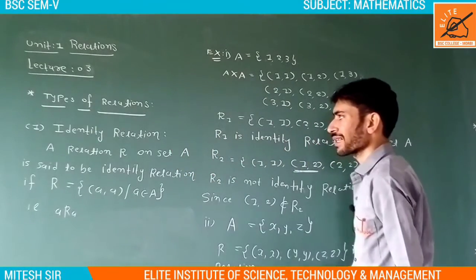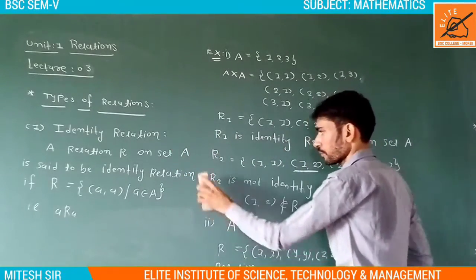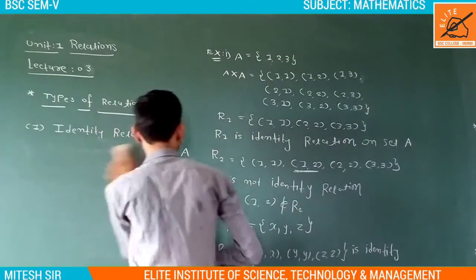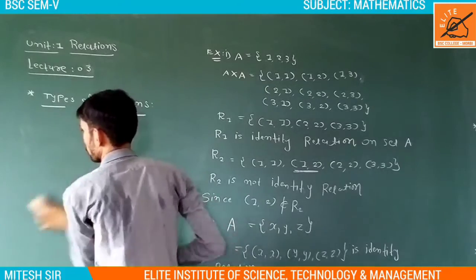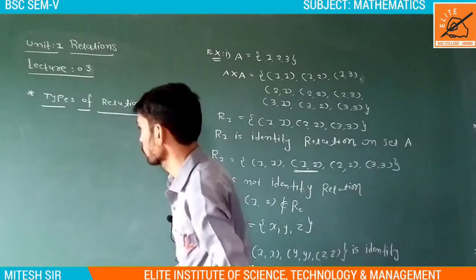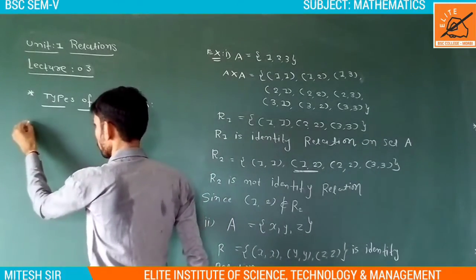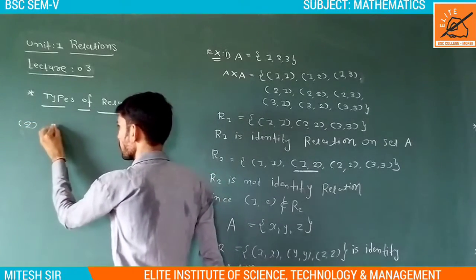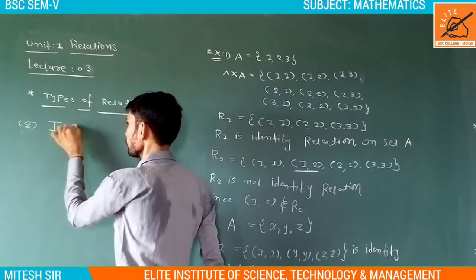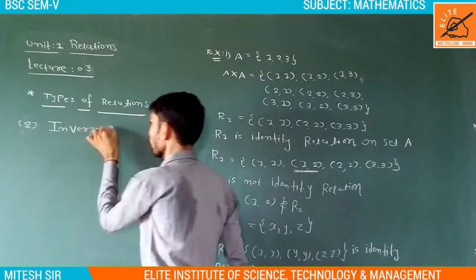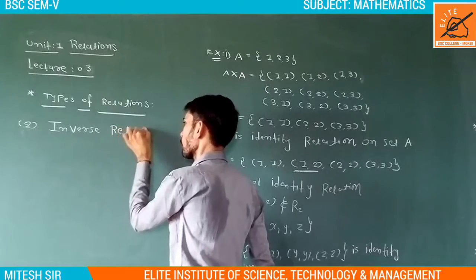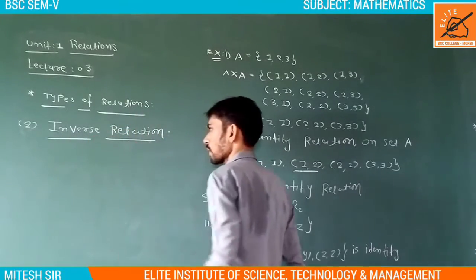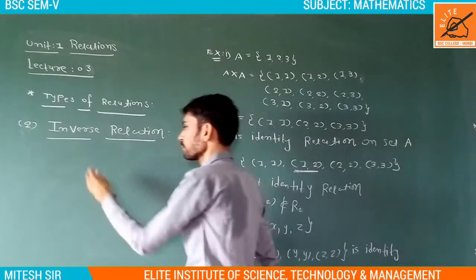Now next we discuss second type is the inverse relation. Note down this example. Second type of the relation is inverse relation. So first we read the definition.